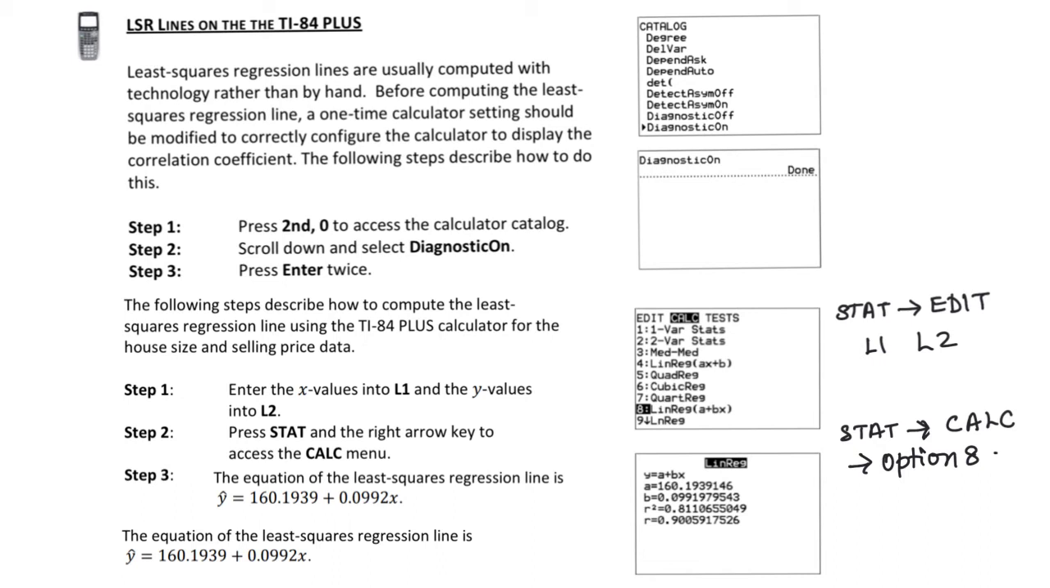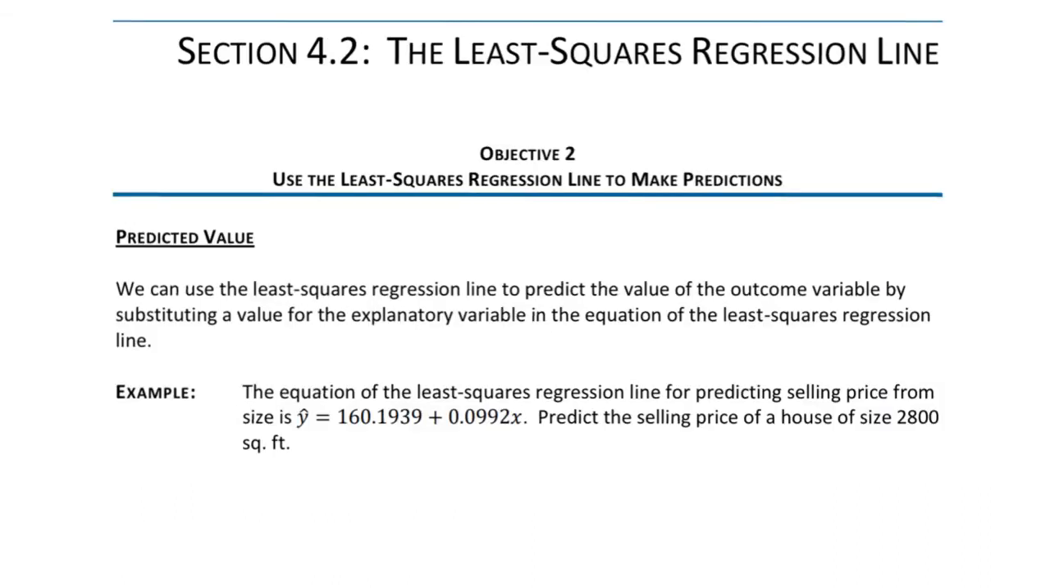Remember, r represents the correlation coefficient. Objective 2. Use the least squares regression line to make predictions.